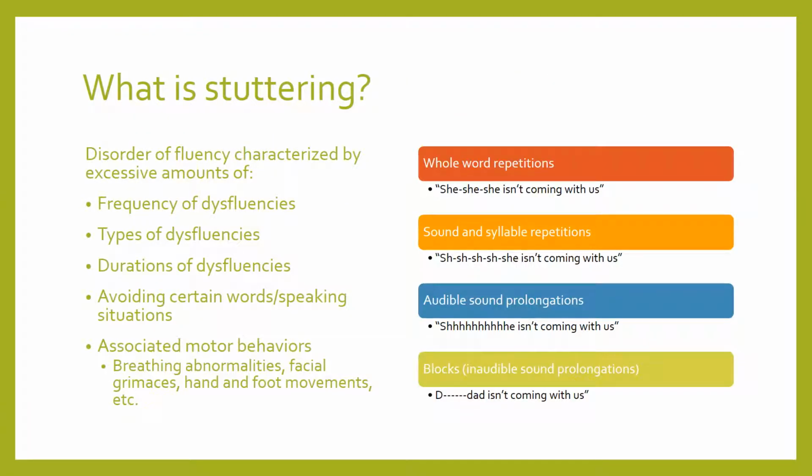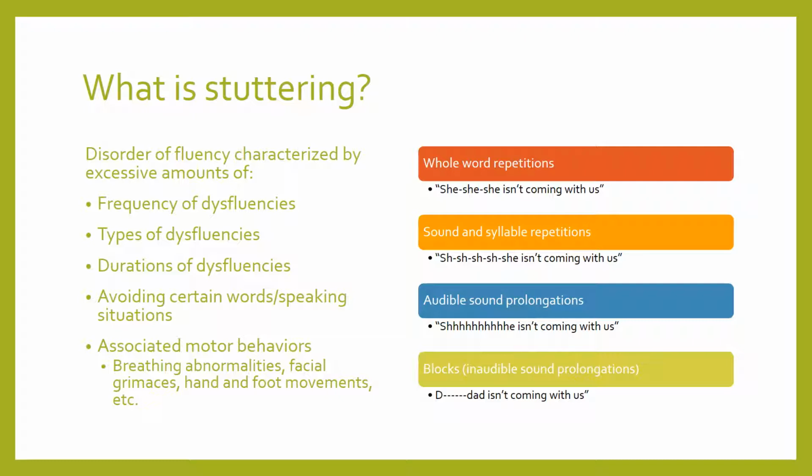Alright, so stuttering is a disorder of fluency that's characterized by excessive amounts of disfluencies. So we measure that in terms of the frequency of those disfluencies, the types, and the durations. So let's look over at the disfluency types on the right side. We can see that for stuttering, they can have whole word repetitions where they say, she, she isn't coming with us. They could also have sound or syllable repetitions where they say, s-s-she isn't coming with us.